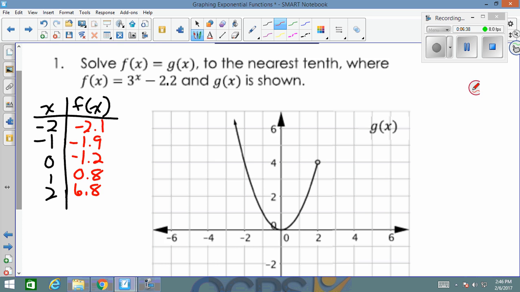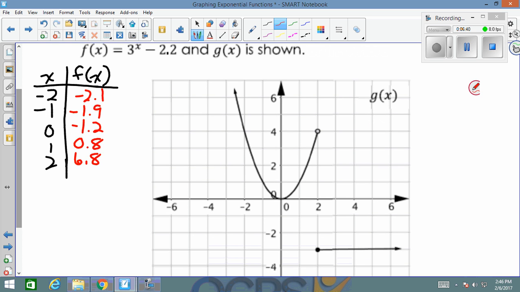So let's go ahead and graph it. So -2, -2.1 is about right there. Then -1.9, and -1.2. And 0.8 somewhere about right there, and then 6.8 is somewhere up there. So it's going to look something like that. And notice right here is where they're equal. So that would be the point 0, 1.